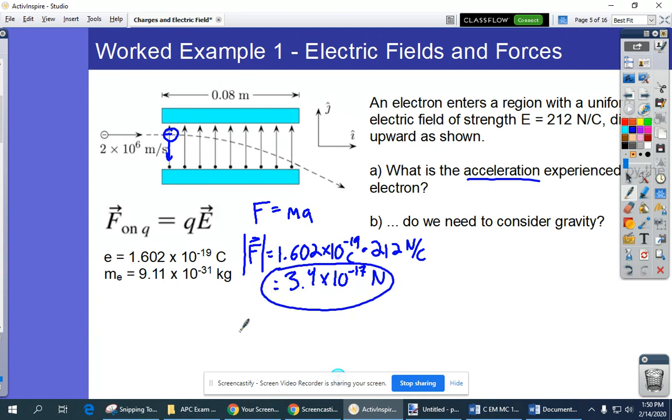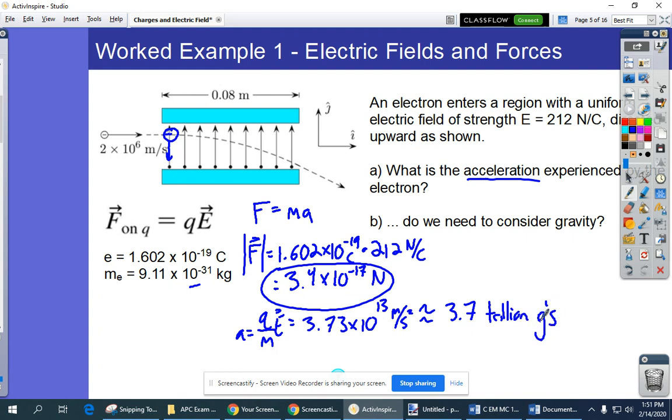But if I find my acceleration, which is that divided by mass, if I go ahead and divide by the mass, which is 9.11 times 10 to the negative 31, a very small mass, I get 3.73 times 10 to the 13th meters per second squared, which is equivalent to about 3.7 trillion Gs of acceleration. So I get a tiny little force and a massive acceleration because the mass of the electron is so tiny.